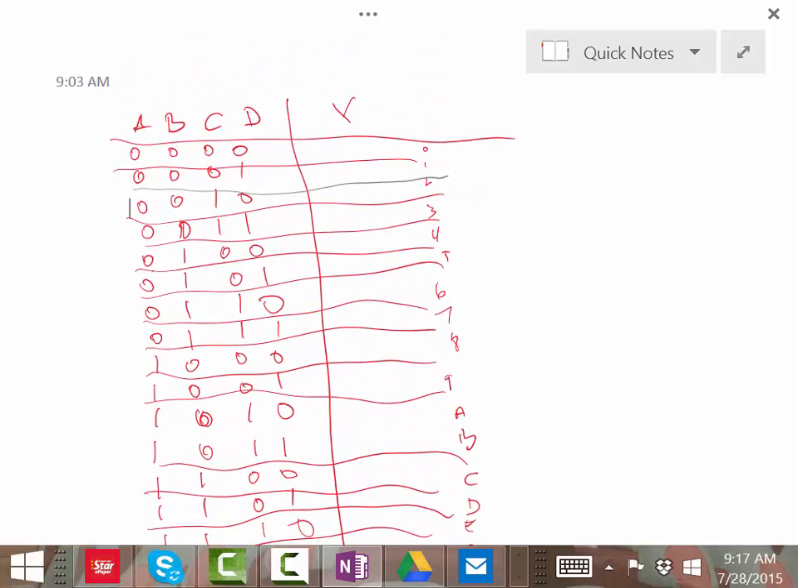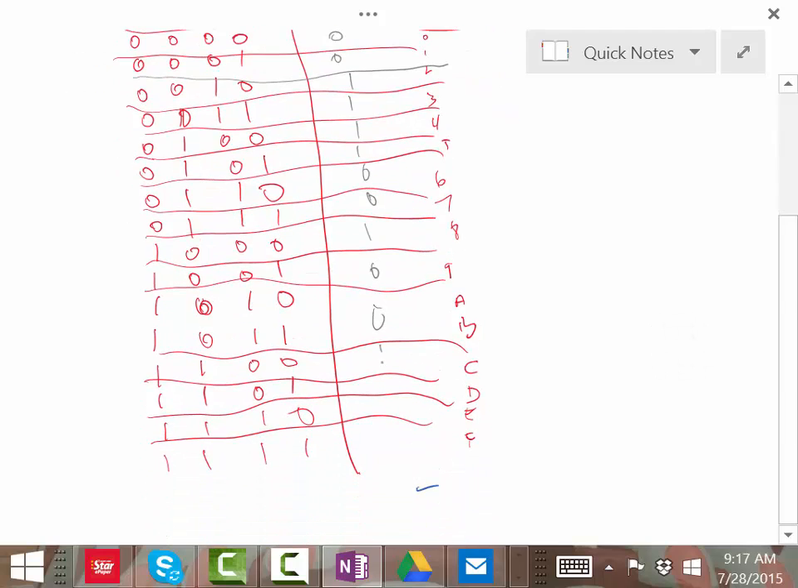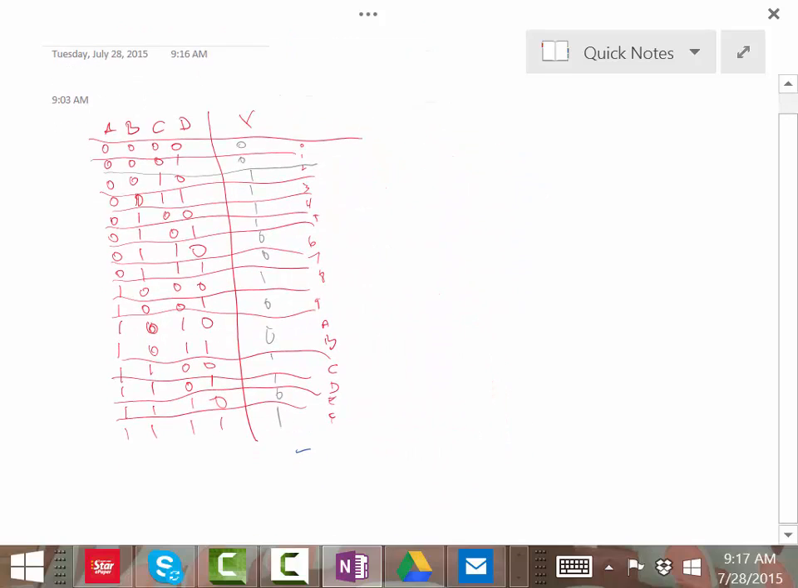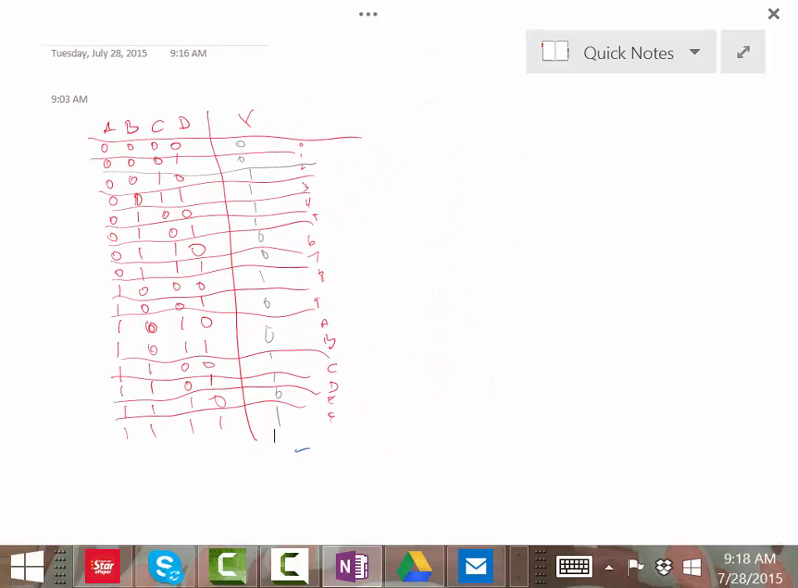Okay, and I'm just going to go 0, 0, 1, 1, 1, 1, 0, 0, 1, 0, 1, 1, 0, 1. Okay. There's the assignment right there. I'll let everyone write that down. Write this down because this is what you're going to be doing.